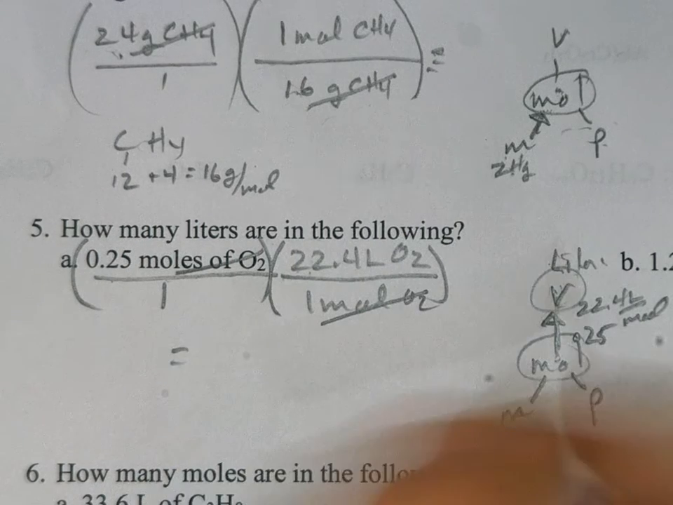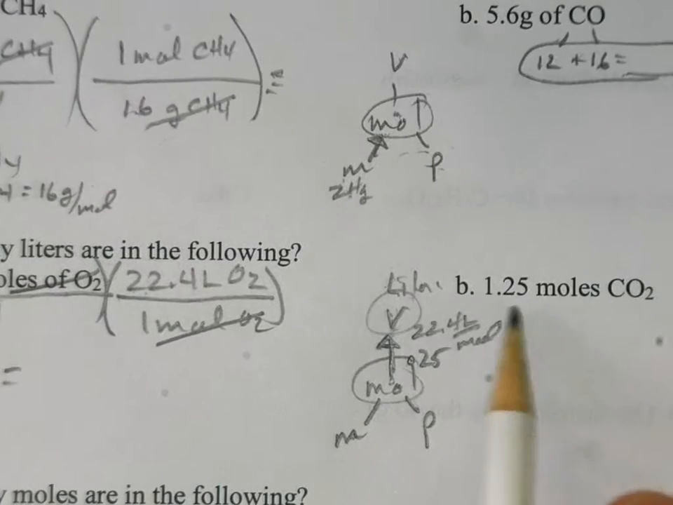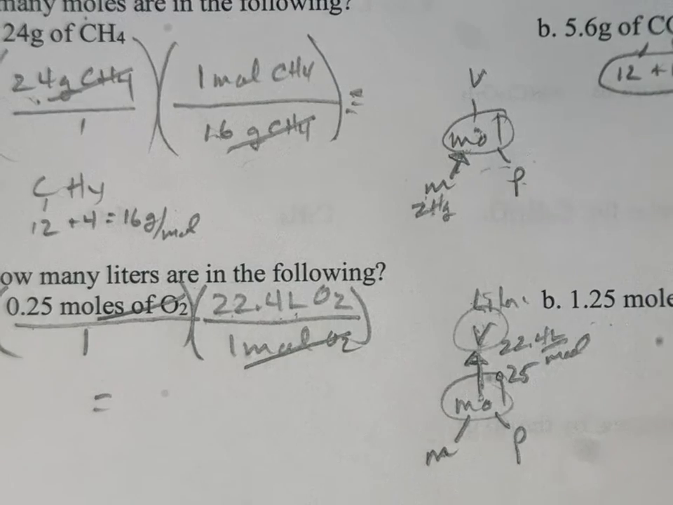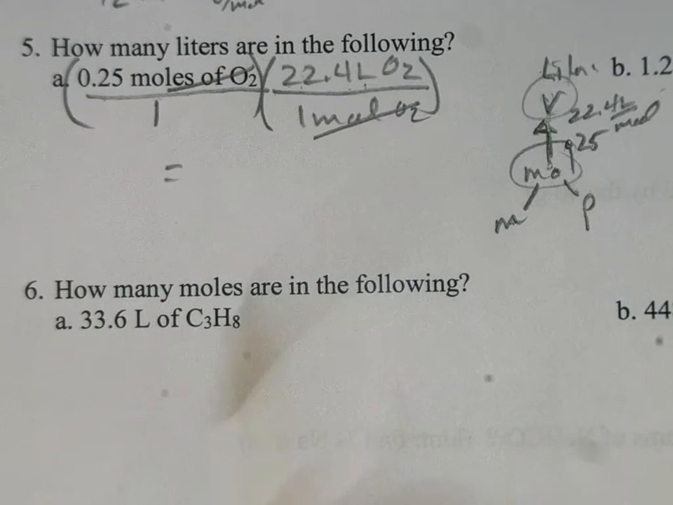So you can get that set up yourself. Same thing for part B. You know the moles. You just need to multiply by 22.4. You don't have to worry about mass or anything on that one. So now number 6. How many moles?